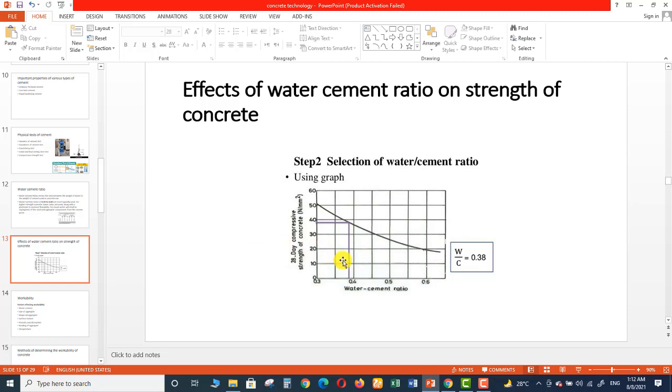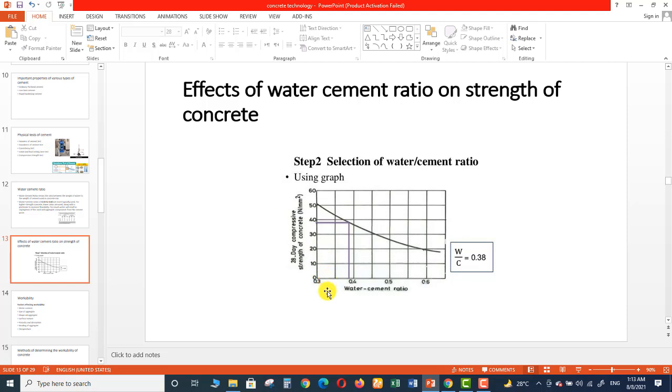As I have shared this graph, whenever water cement ratio becomes less than 0.4, the compressive strength will increase, but it also indicates that the concrete is not workable. It will remain not workable because the definition of workability is the ease with which the concrete will flow, right? So whenever water cement ratio decreases, the workability of concrete will also decrease.